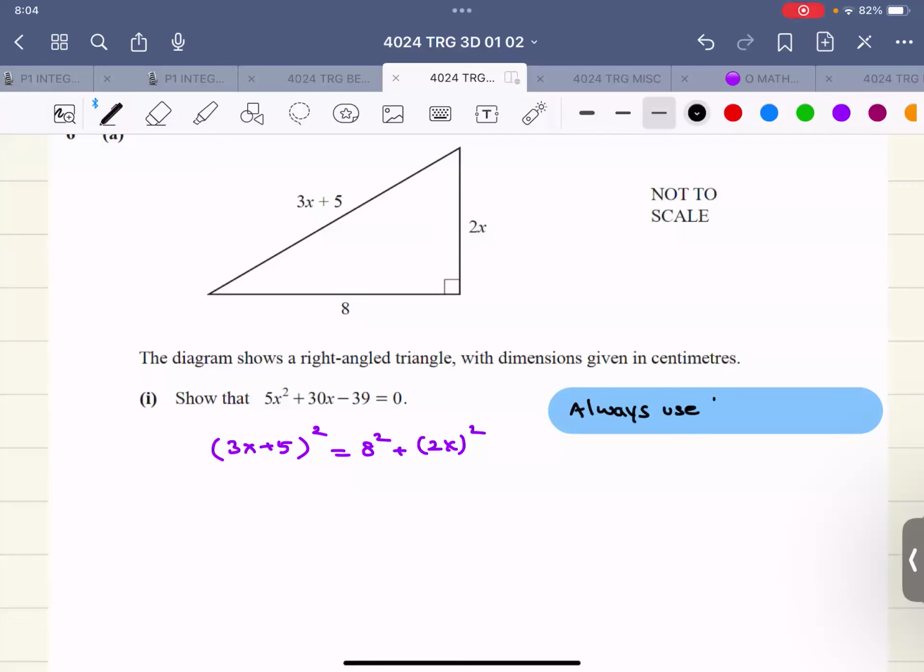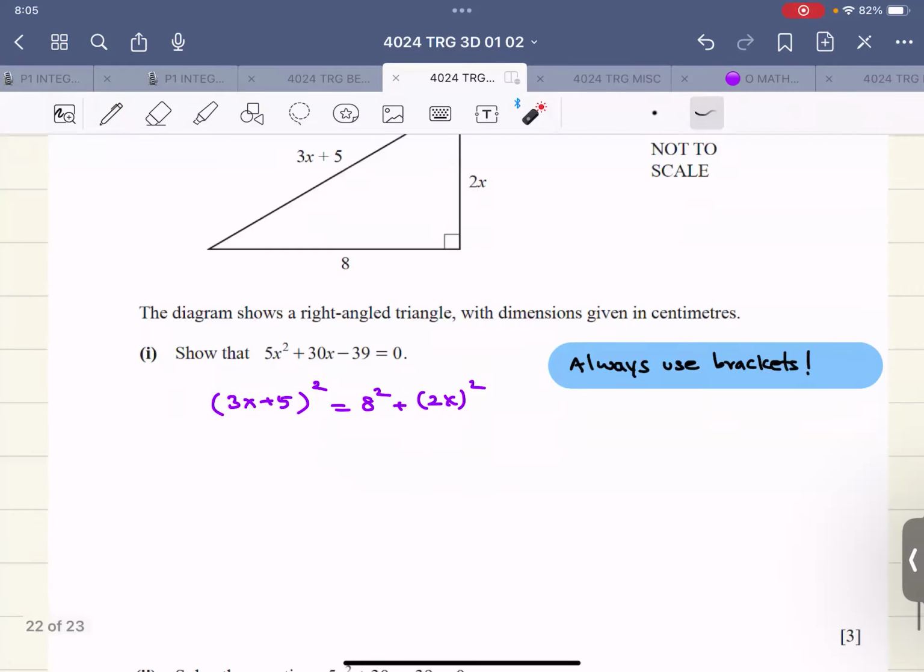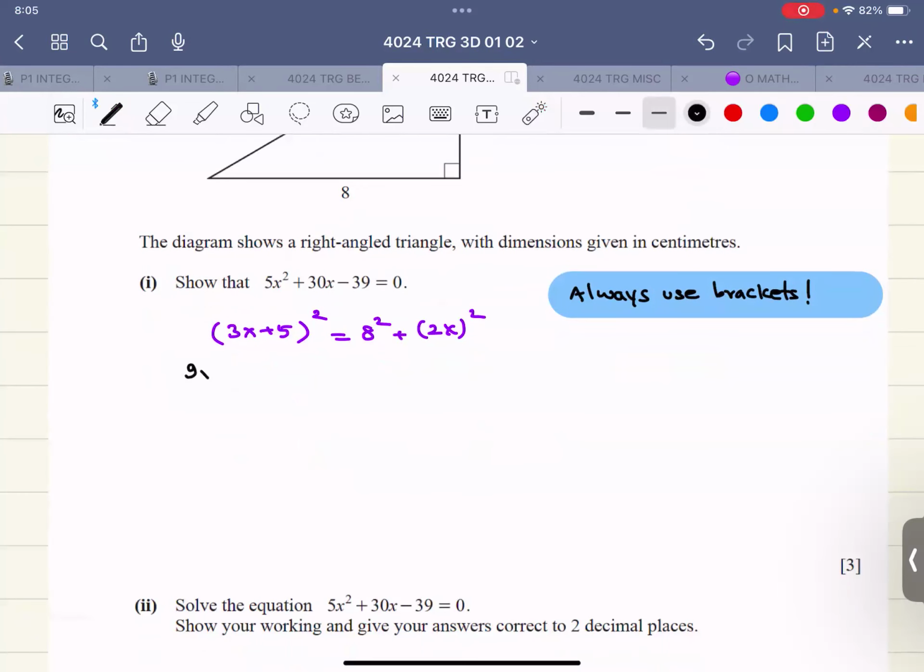Because what people can do in this particular question is that in a hurry, they can write 2x squared rather than this becoming in reality 4x squared. And over here, still people use a bracket. I'm more interested in people using it over here. So therefore, this is 9x squared plus 30x plus 25 equals 64 plus 4x squared. So 9 minus 4, that is 5x squared. 30x remains as it is. The difference between 25 and 64 is negative 39 equals 0.